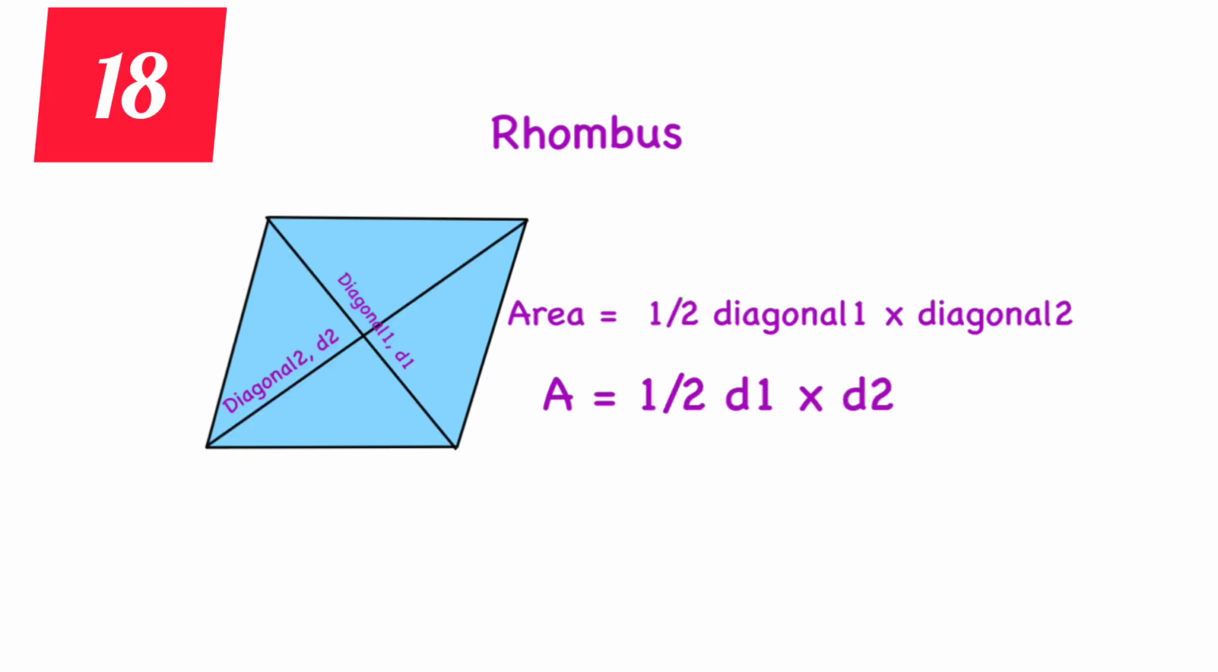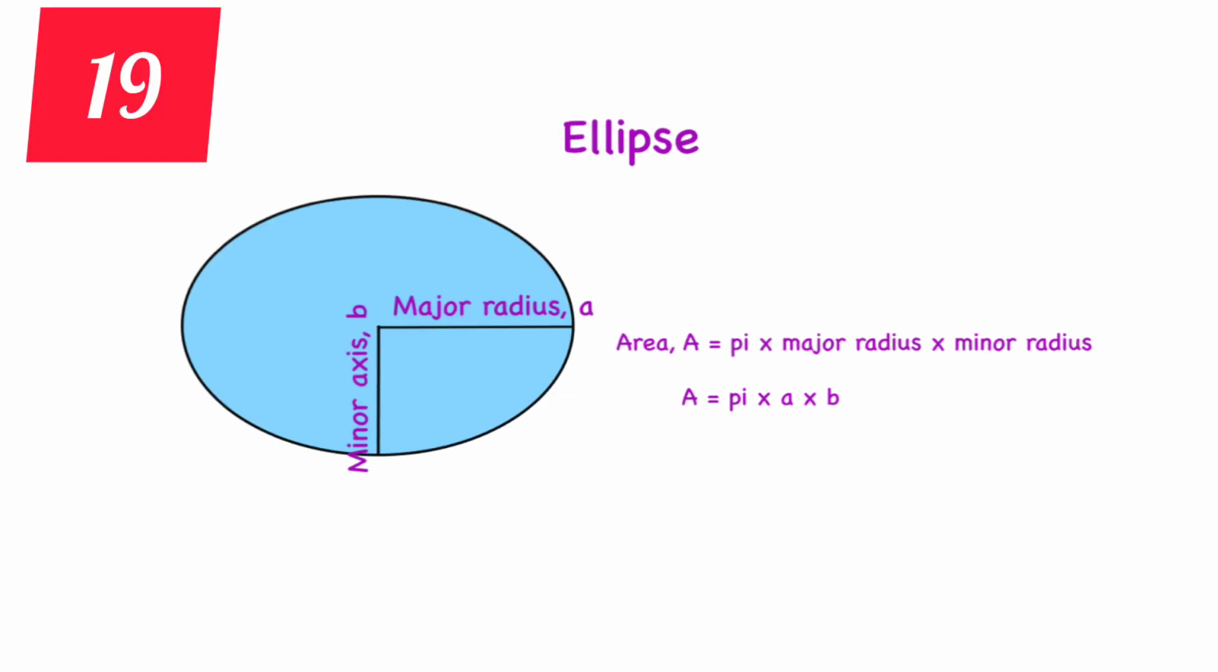The diagonals of a rhombus perpendicularly bisect each other. The rhombus also has symmetry about its diagonal, making it a kite. So, its area is also given by half of the product of its diagonals. The area of an ellipse is pi times the product of its major radius and minor radius.